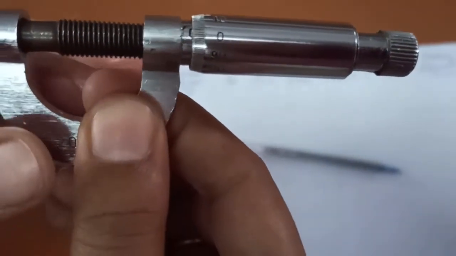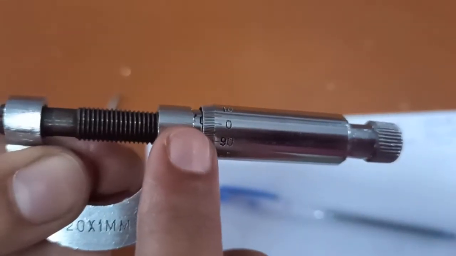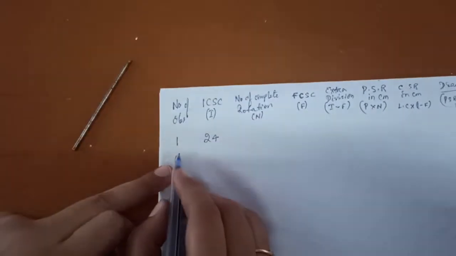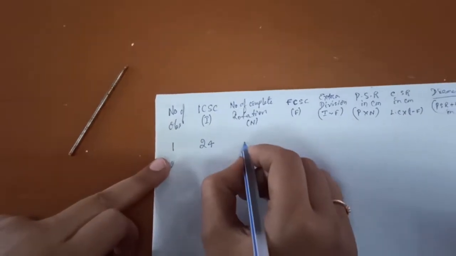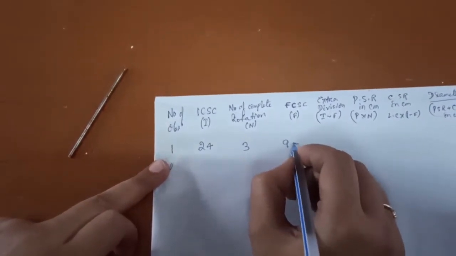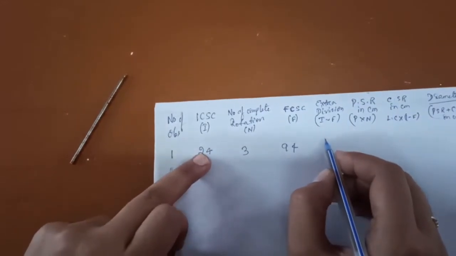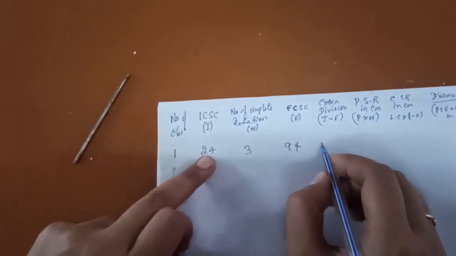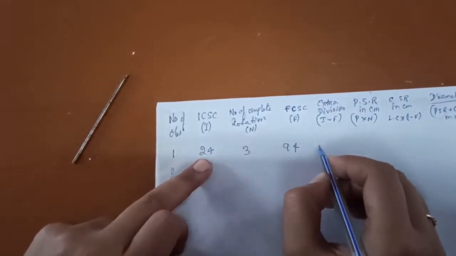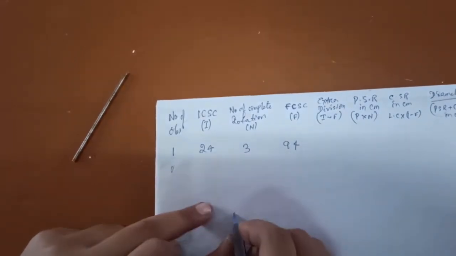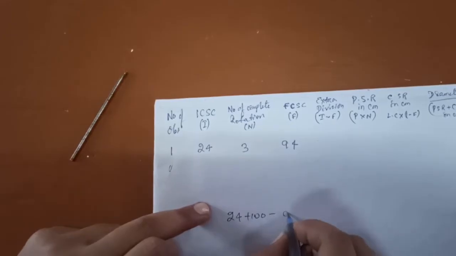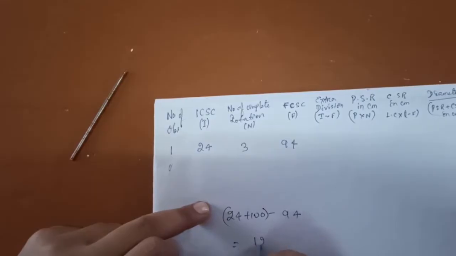And now we will note down the final. The final is the line with which the baseline is coinciding. The final came out to be 94. So now I will note down the first observation. The first observation: initial is 24, number of complete rotations is 3, final is 94. If you want to calculate the extra division, you see the initial is smaller than the final. That's why we have to add 100 to this 24 and then subtract. That means I have to do 24 plus 100 minus 94. Then it will give you 124 minus 94. It will give you 30.